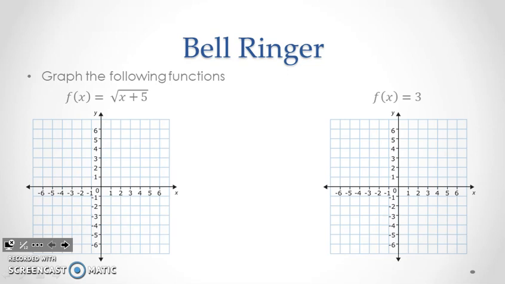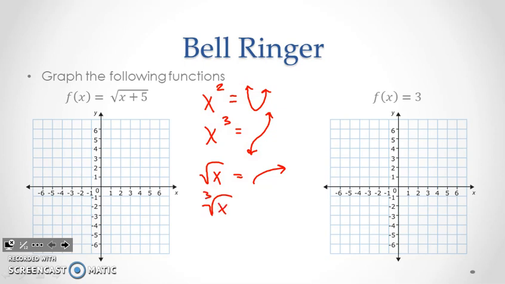Before we get started with that, I do want us to do a little bit of work here on our bell ringers. First off, parent functions we need to remember. If I have x squared, that's my parabola. X cubed, that's my little snake thing. Square root of x is going to be my little nub. Cubed root of x is going to be my sideways snake thing.